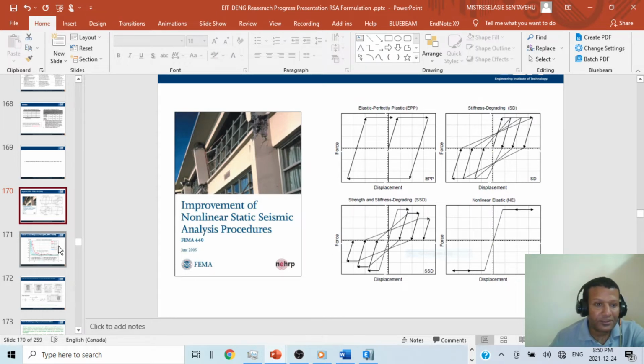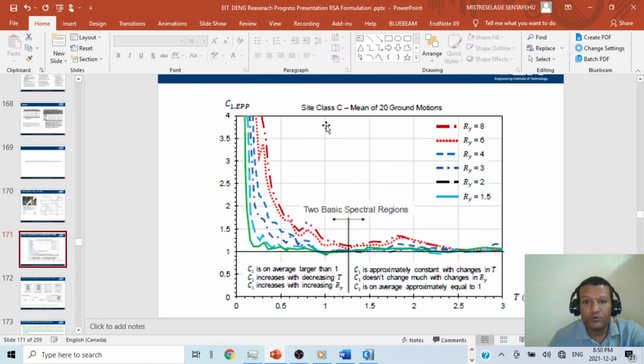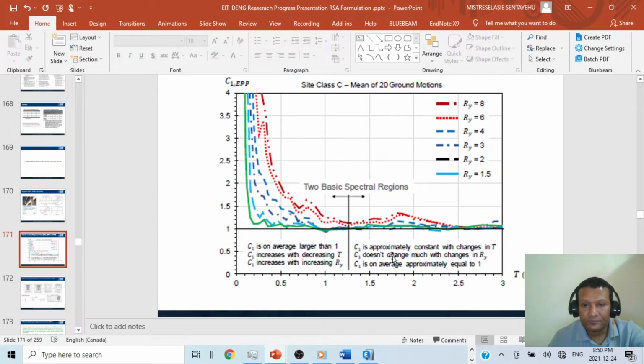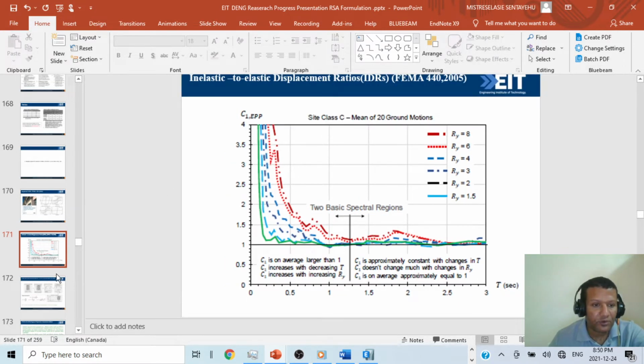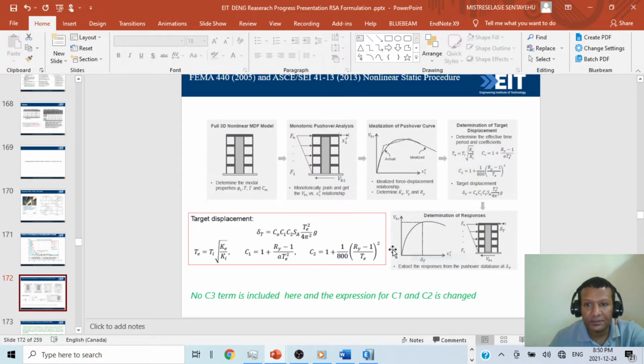All these kinds of things are in the improved one. This is elastic, perfectly plastic. They ran a lot of experiments and came up with different R values, approximate ones. This is all the experiments they did for the improved version. And the most important thing is that you see there is no C3 here.